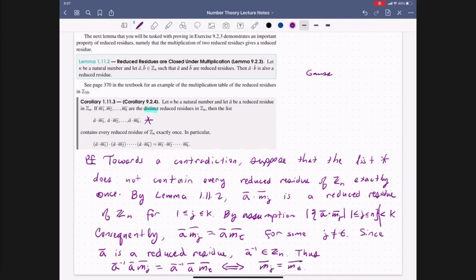But that's a problem, which contradicts your distinctness assumption, and we're done. Because by assumption, each of the mj's are distinct. And now we have shown that we have two of these distinct reduced residues being equal. And so that is a contradiction. The proof is over. And now we have done our beginning steps to proving the generalization of Fermat's theorem.